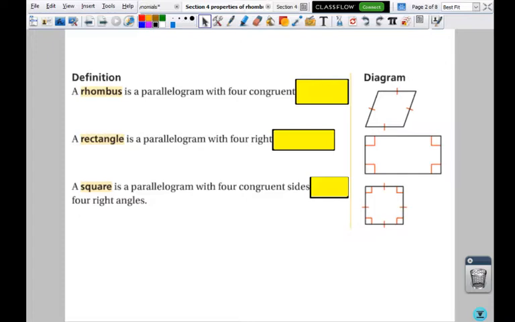So, to be a rhombus, all it takes is a parallelogram with 4 congruent sides. And that's all it takes to be a rhombus.